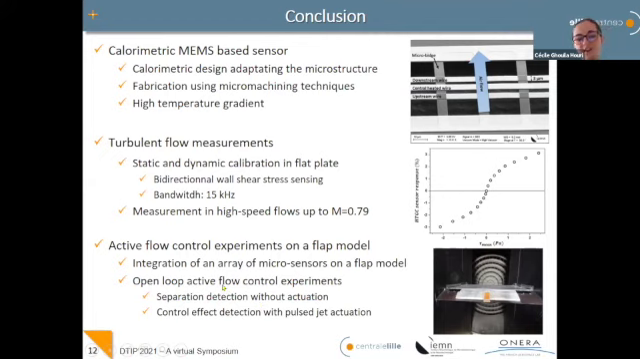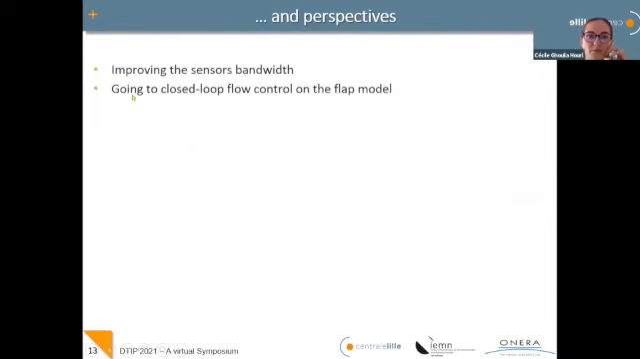But this was an open loop active flow control experiment, and so for perspective, we want to go into closed loop flow control on the flap model. Also, I said to you that we want to improve the bandwidth of the sensor in order to get the turbulent kinetic energy spectrum for various flow velocities. Since when you increase the velocity of the flow, the spectrum is shifted to a higher frequency.